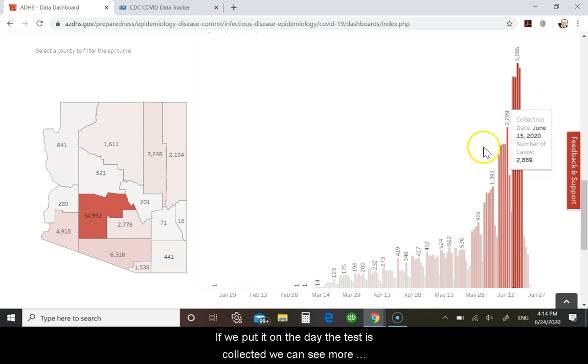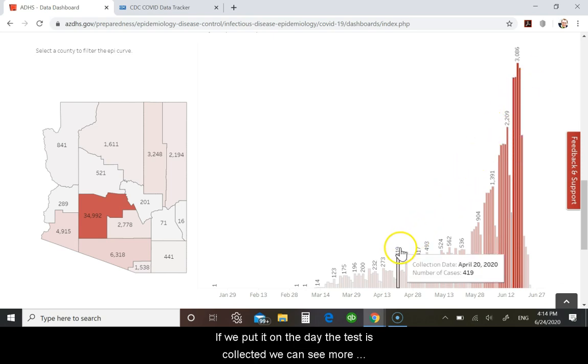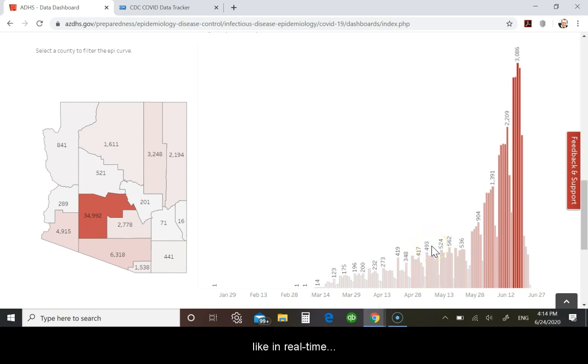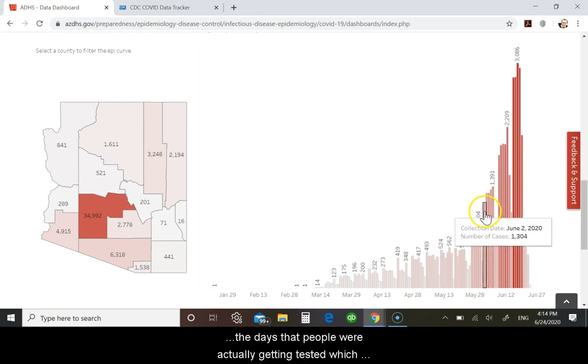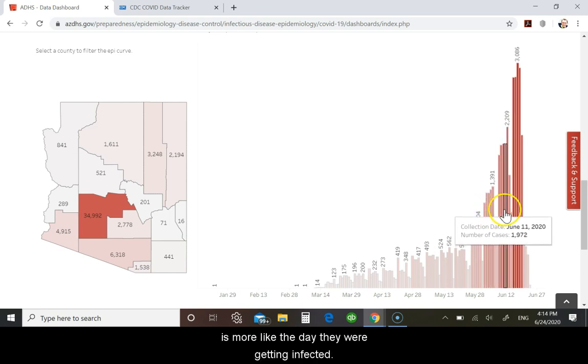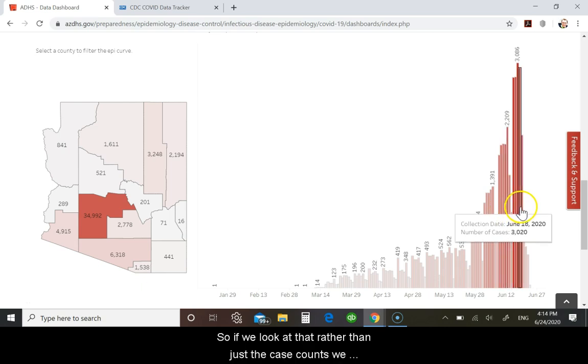If we put it on the day the test is collected, we can see more as we add them on what the actual curve was. The days that people were actually getting tested are more likely the days they were getting infected. And so if we look at that rather than just the case counts, we get a better idea of how this epidemic has grown. It is a little bit in retrospect.